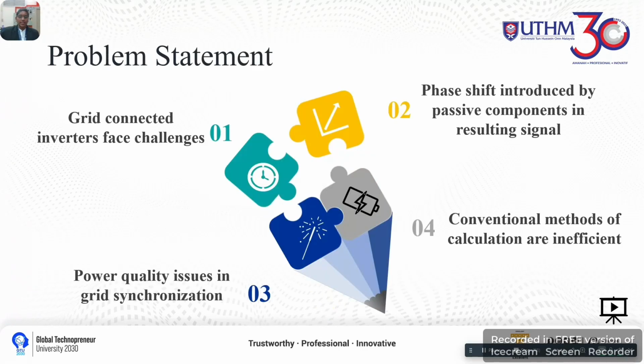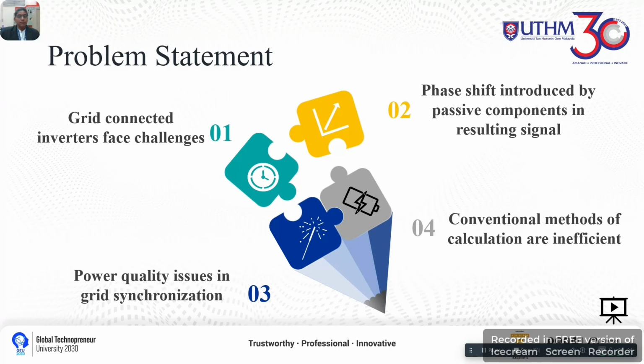In order to achieve grid synchronization, grid-connected inverters face several challenges, mainly the mismatch in voltage amplitude, frequency, and phase angle, as well as grid voltage disturbances and grid faults. There are also issues of out-of-phase signals due to the phase shift introduced by the passive components represented in the filter circuitry.